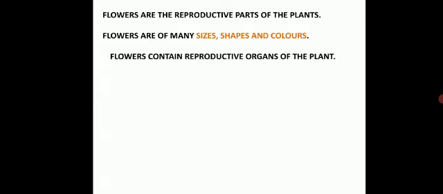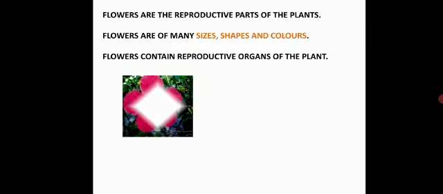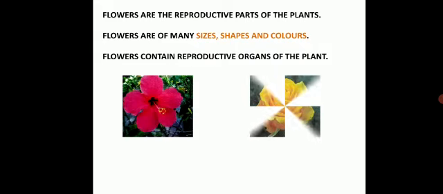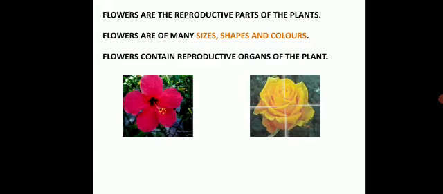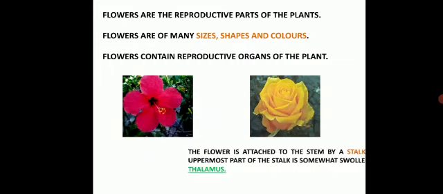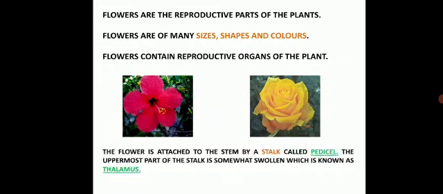Flowers contain the reproductive organs of the plants. Some common flowers are hibiscus, rose, jasmine, sunflower, marigold and lily. The flower is attached to the stem by a stalk called pedicel. The uppermost part of the stalk is somewhat swollen. The swollen part of the pedicel is known as thalamus.